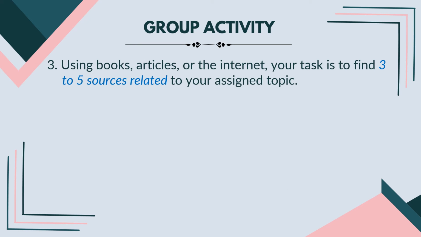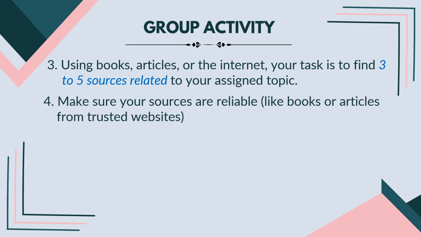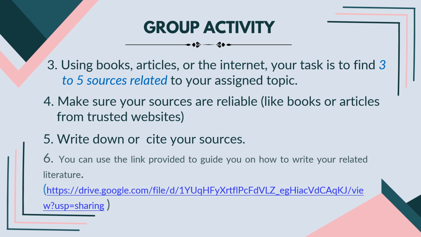Using books, articles, or the internet, your task is to find 3 to 5 sources related to your assigned topic. Make sure your sources are reliable, like books or articles from trusted websites. Write down or cite your sources. You can use the link provided to guide you on how to write your related literature.